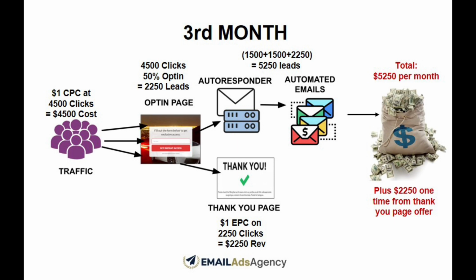So that's a total of 5,250 subscribers, giving us a revenue stream of $5,250 per month. So at the end of the third month, we have created a revenue stream of $5,250 per month, plus a one-time income of $2,250 from the thank you page offer. So that's a total of $7,500, which we are going to reinvest into month 4.